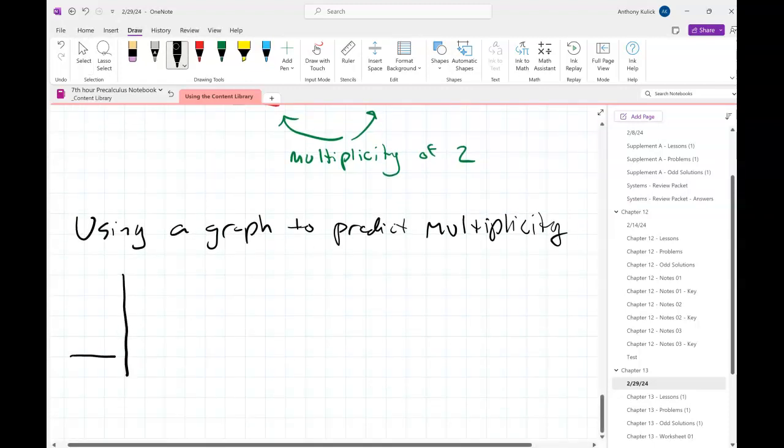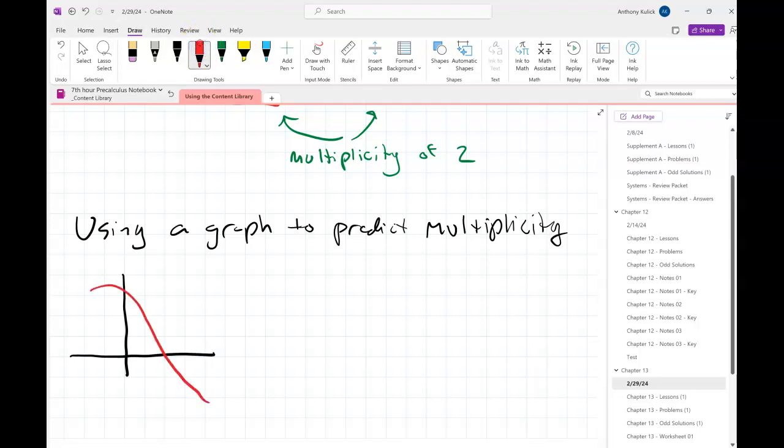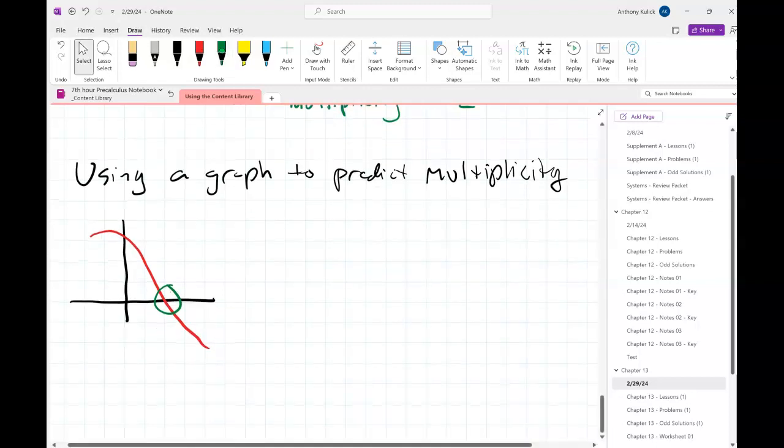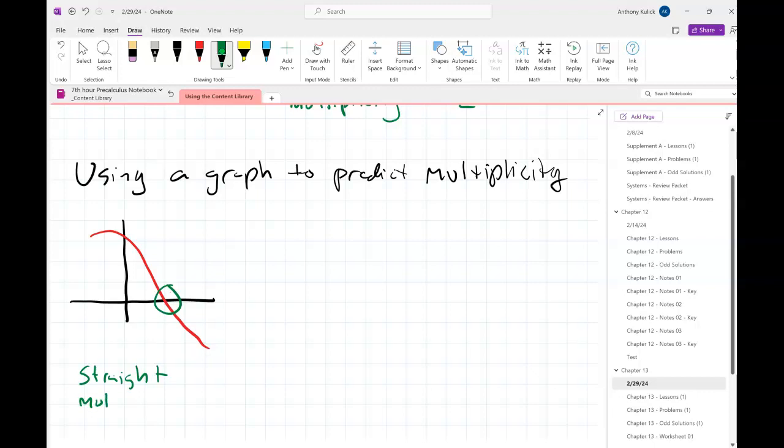So I'm going to draw a couple of pictures here. So this x-intercept, you see how the graph kind of passes straight through the x-axis? We call that type of x-intercept a straight. And that implies that the multiplicity is 1.